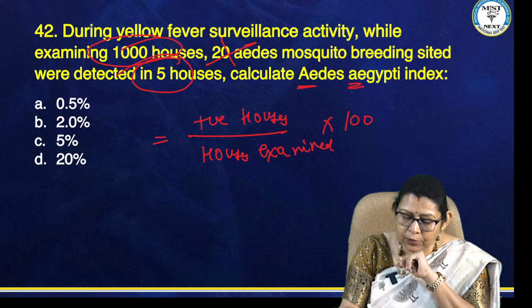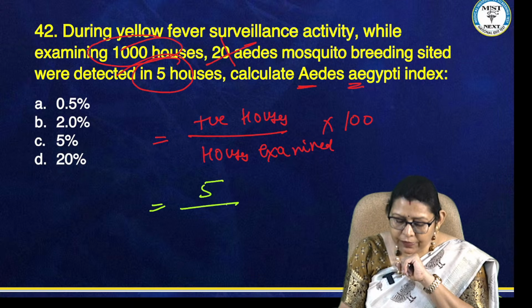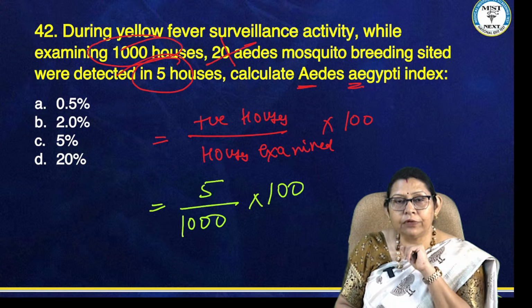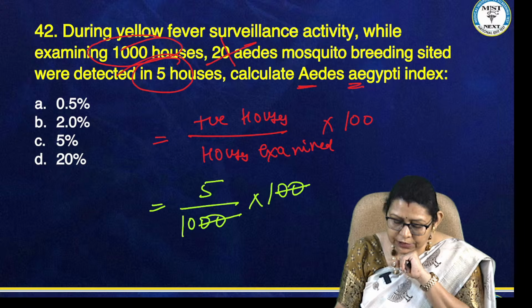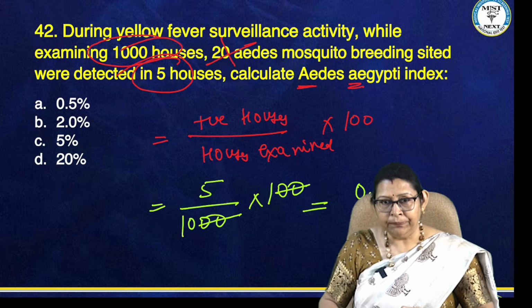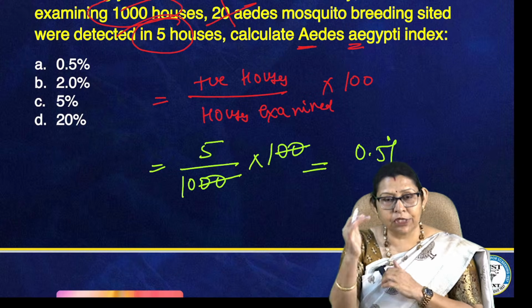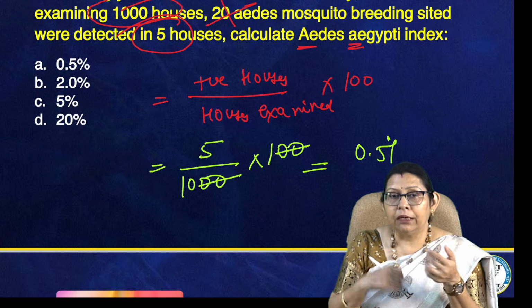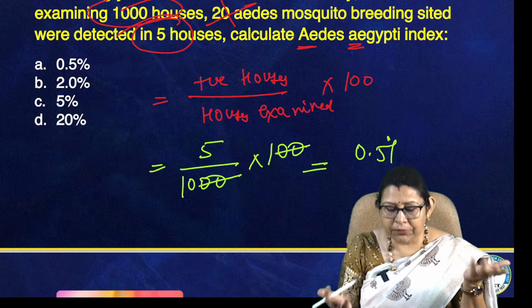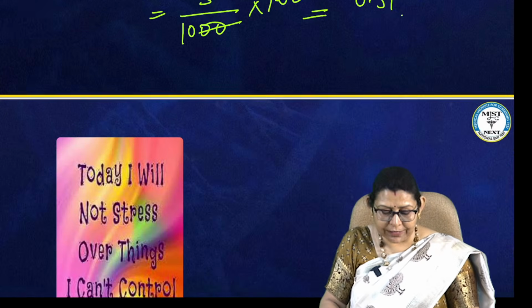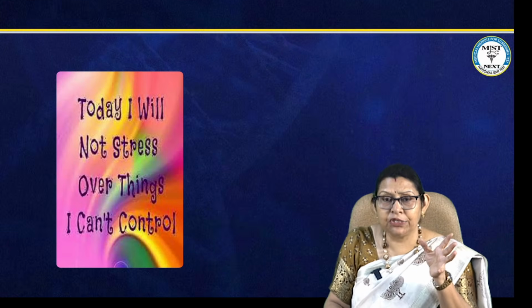So how many are the positive houses? 5 positive houses out of 1000 houses examined, and convert into 100 as the percentage. So your answer will be 0.5%. Okay. So Aedes aegypti, double houses, positive houses examined, and Breteau index B for the breeding sites. So correct answer is 0.5%. So these are the questions from environmental.